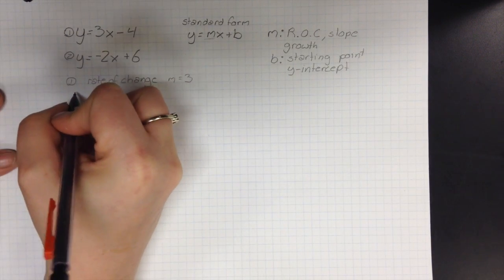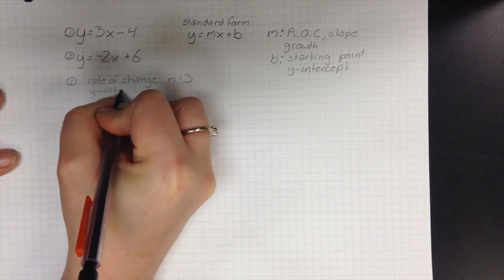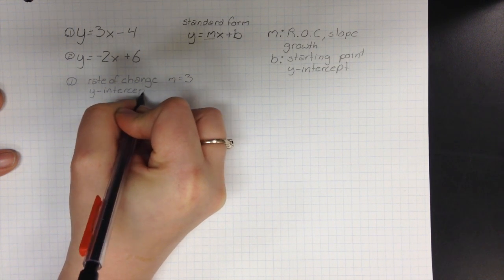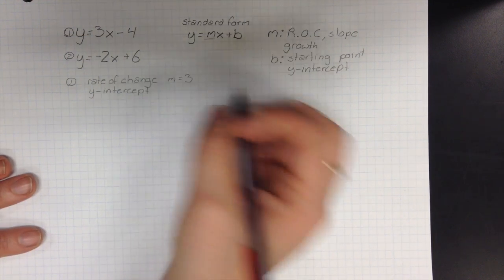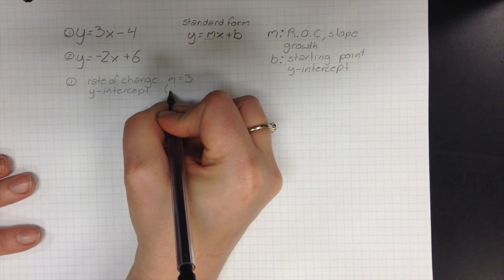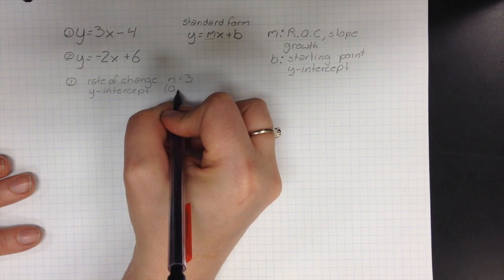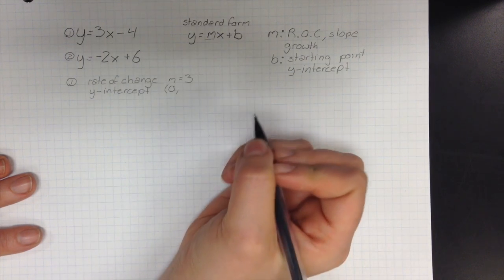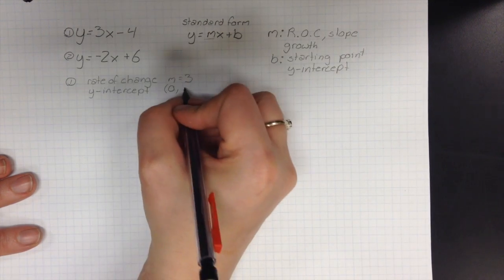But if I was asked y-intercept, that's actually referring to a point. That's referring to the point where the line crosses the y-axis. So we're going to give that in point form. We're going to say that that is the point where x is 0. Remember, 0 is where we're crossing the y-axis. So where x is 0, and our y value is equivalent to our b value. In this case, that's negative 4.